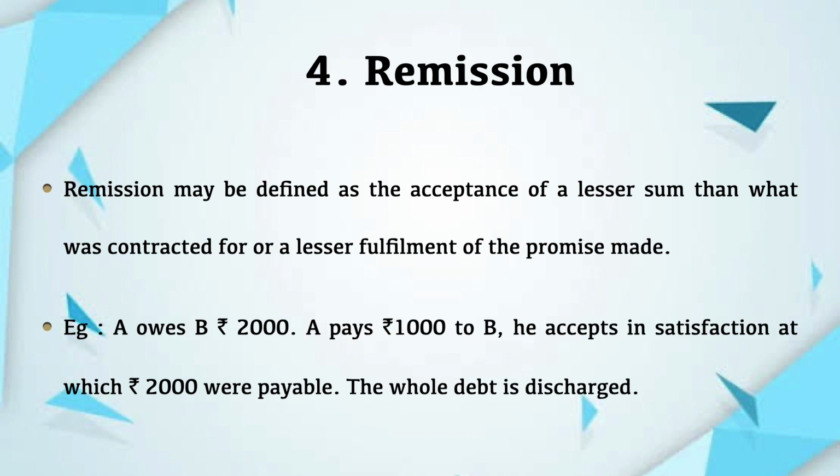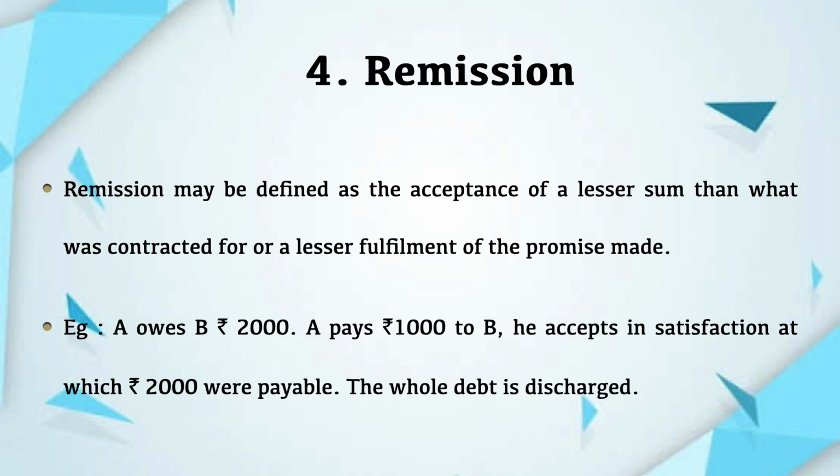Number 4, remission. Remission may be defined as the acceptance of a lesser sum than what was contracted for, or a lesser fulfillment of the promise made. Remission means what? Acceptance of a lesser sum. I want you to remember this word. Remission means acceptance of a lesser sum than what was contracted for.